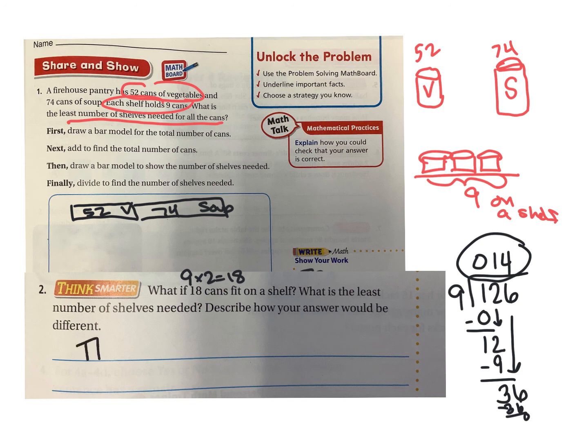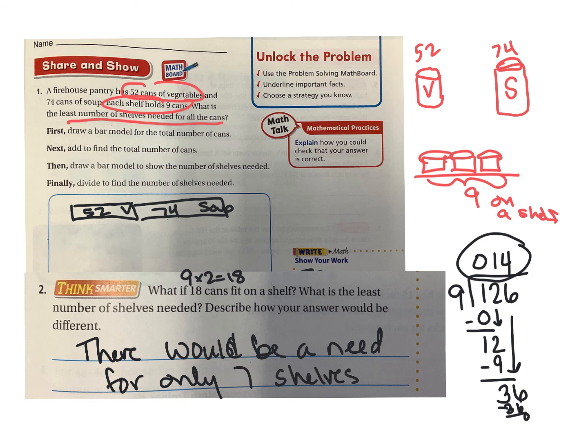So there would be, or maybe not there would be, but there would be a need, I guess I can word it, for only 7 shelves. We need half the amount of shelves, right? 14 divided by 2, cut in half, because we have double the amount of cans that can fit on there.